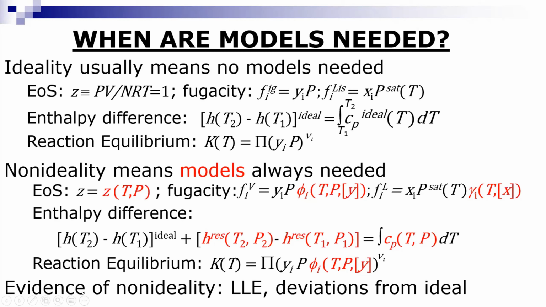Evidence of non-ideality. So when do you know if the system's going to be non-ideal? Well, you can look at any system, and if you get two liquid phases, it's clearly non-ideal. However, most of the times, the only way you can know is whether your system, when you look at it, isn't described by the ideal equations. And that means you have to have some data about how the system is going to behave.